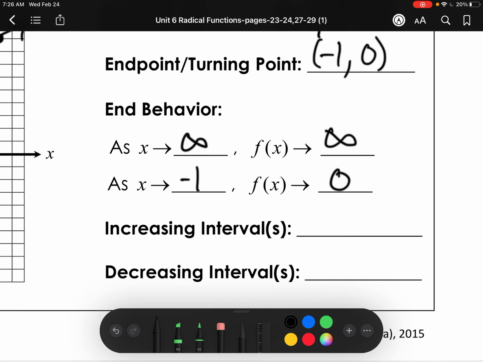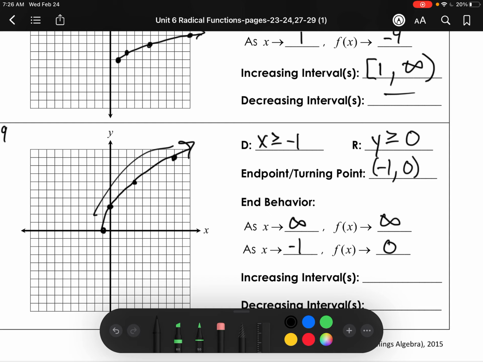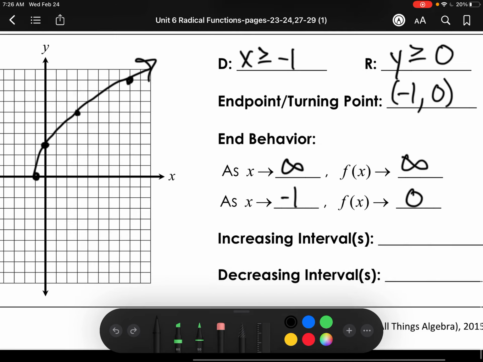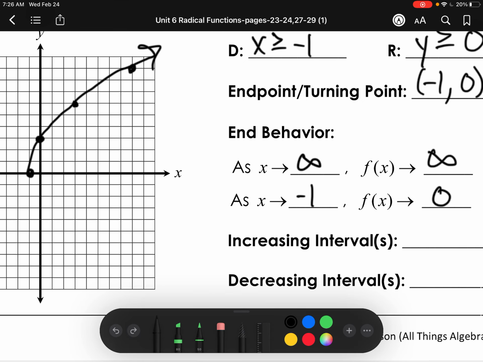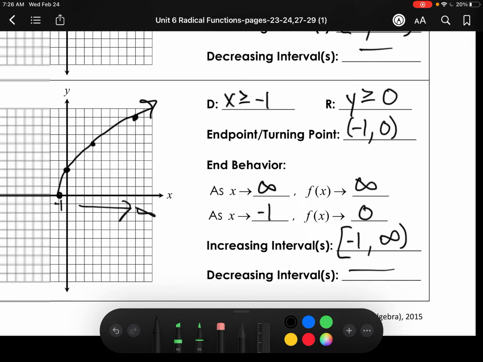And then for the increasing interval, this whole thing, right? The graph is increasing from where our x value is -1 all the way to infinity, right? So our increasing interval is -1 to infinity. And we don't have a decreasing interval.